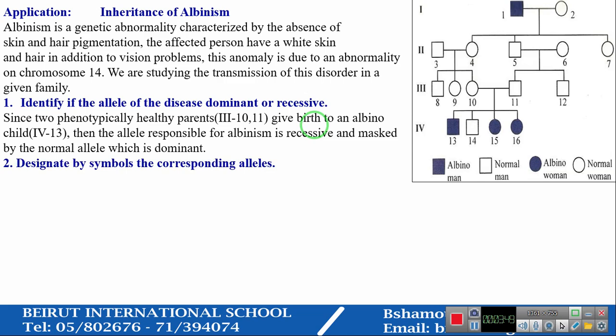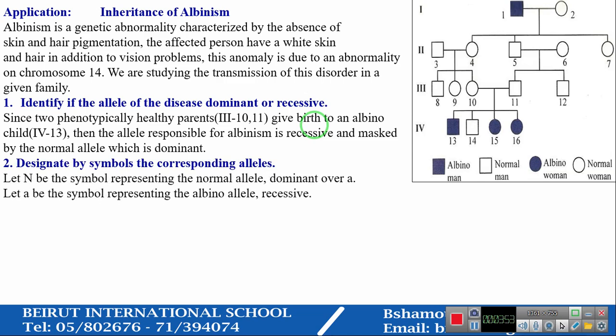Second, if you want to designate by symbols the corresponding alleles, we can choose capital N for the normal dominant allele and small a for the recessive albino allele. Third, specify the genotypes of the individuals 1 and 5.